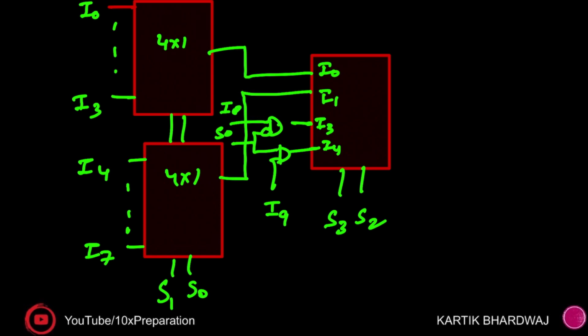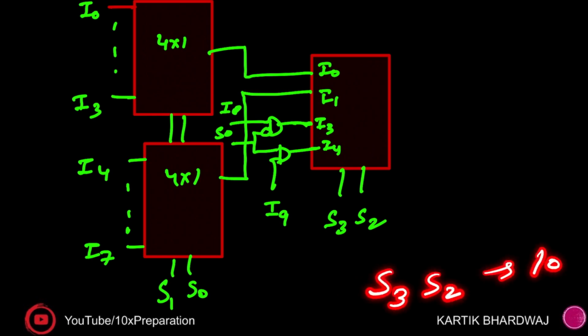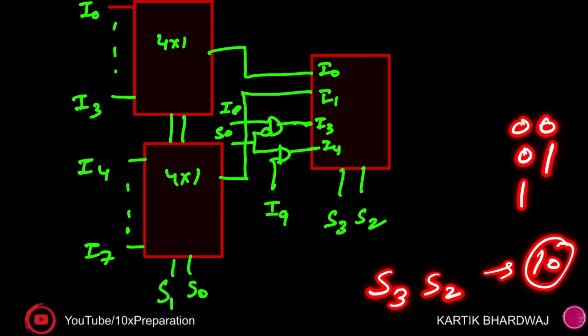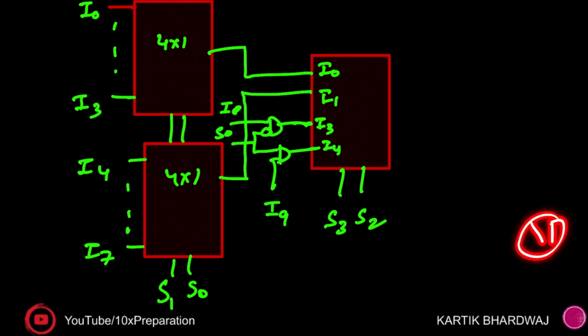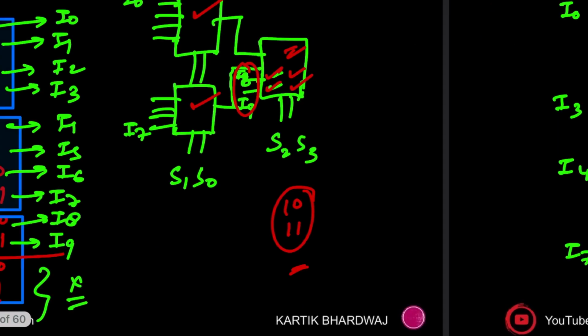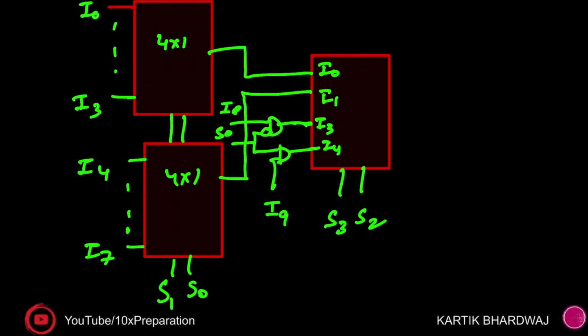And one NOT gate I'm going to put on S0. Whenever S0 is 0, it is going to select this thing, and whenever S0 is 1, it is going to select the other. If S1 is there, it is going to select this thing, and we have to put some extra circuit over here so that it can generate S3 S2 only up to 10: 00, 01, 10. It should not generate 11. So like that we need to make this circuit, so that it can be enabled by the special circuit.